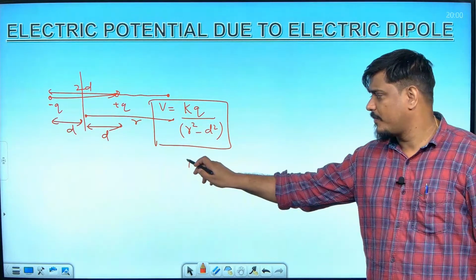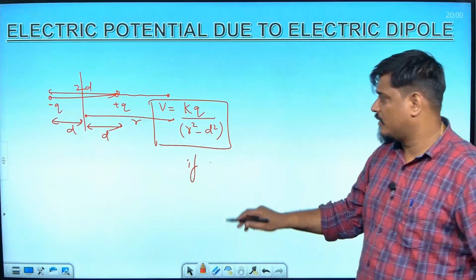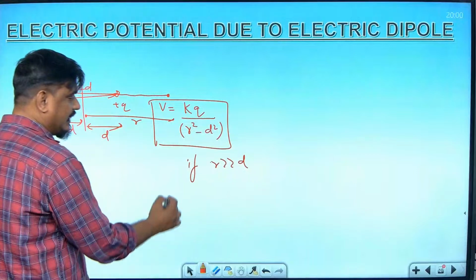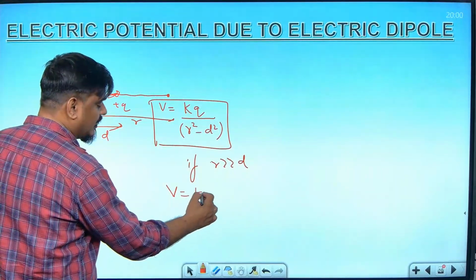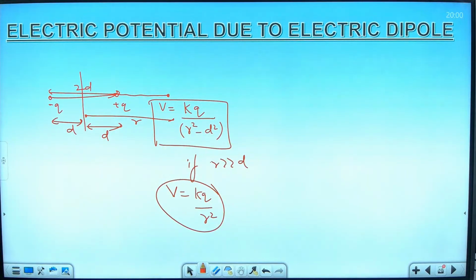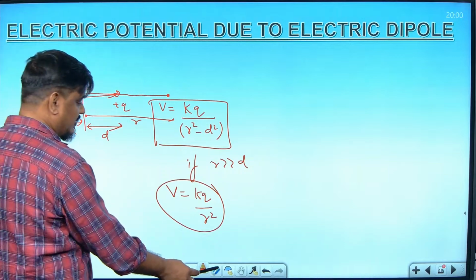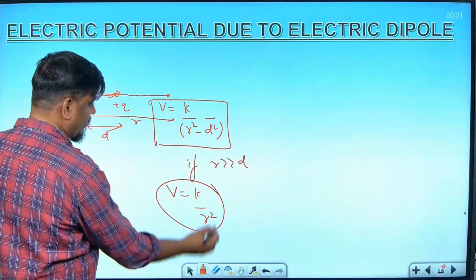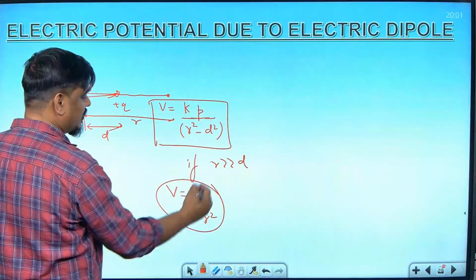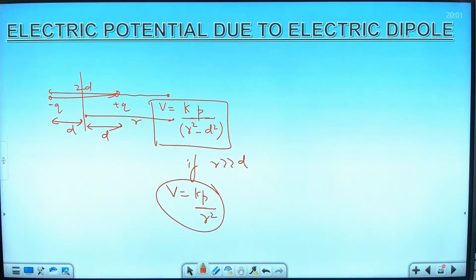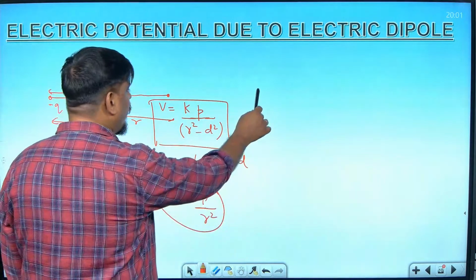If R is much more than D, then I can write V is equal to KQ by R square, isn't it? Any problem, Soumya? Yeah, KP, sorry, Q is not there, K into P. Kp by R square minus D square, it will become Kp by R square if R is being much more than D. And what about equatorial point?